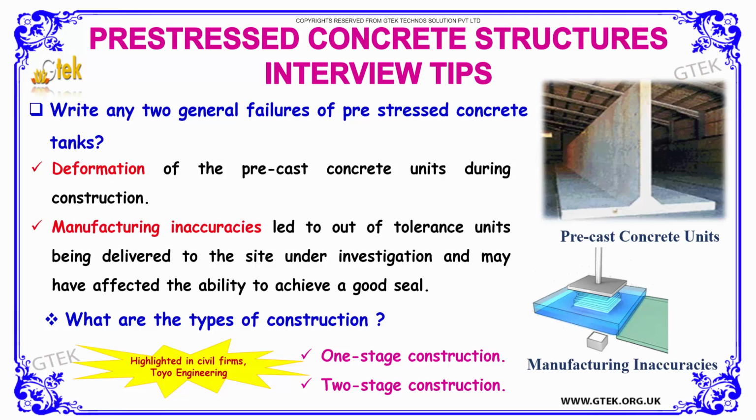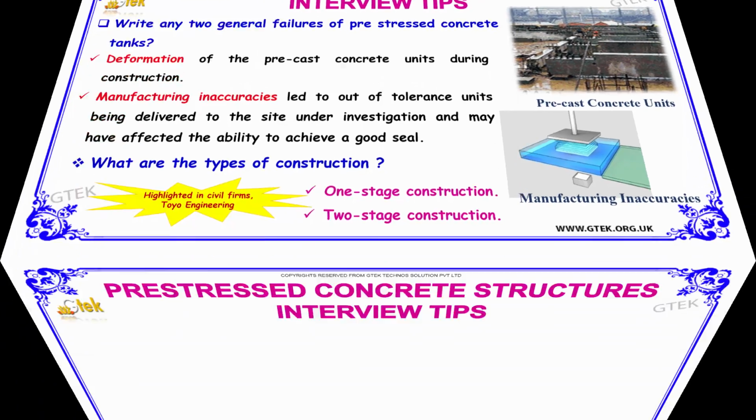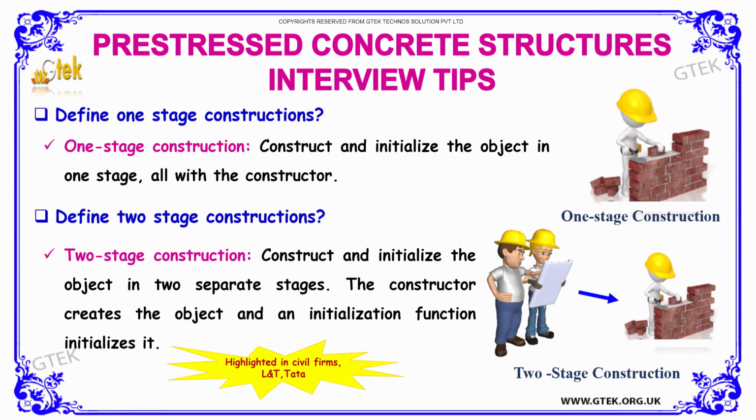We got the next question as follows. What are the types of construction? The answer is one-stage construction and two-stage construction. So we got the next question. Define one-stage construction. One-stage construction is constructing and initializing the object in one stage, all within the constructor. This is the concept behind one-stage construction.